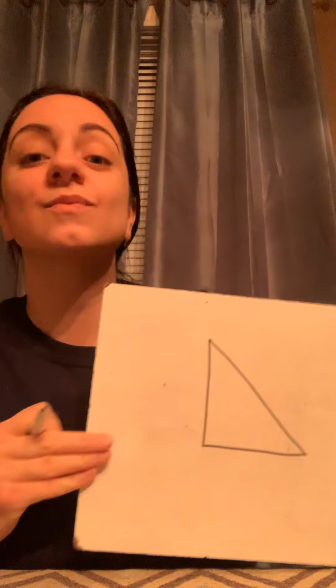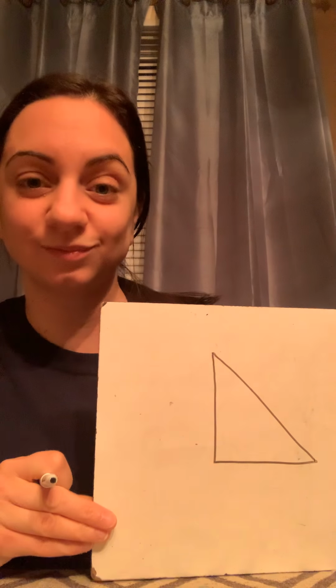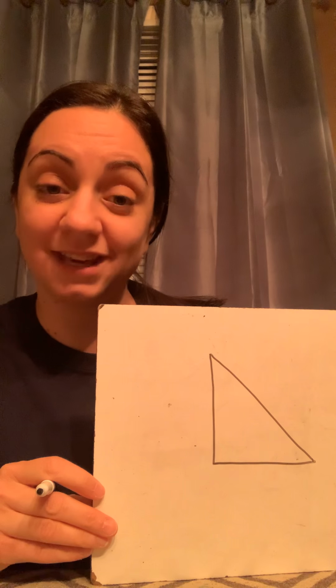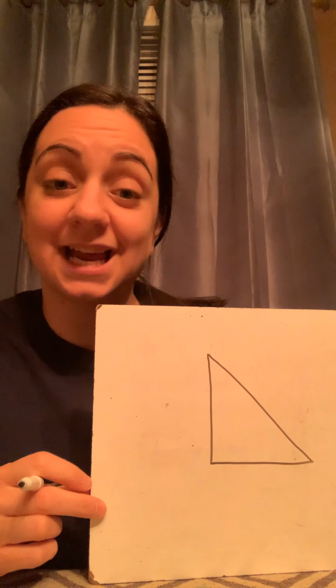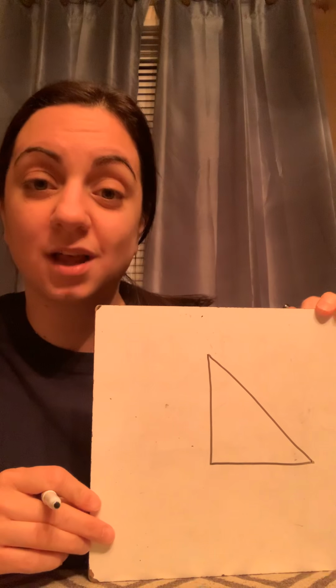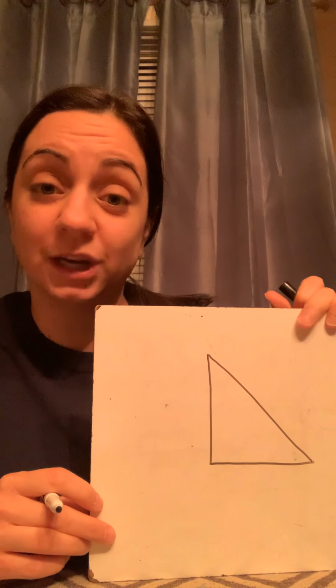Let's try another one. Is this shape a triangle? What do you think? You're right. It is a triangle. It has 3 sides made of straight, closed lines, and it also has 3 corners.